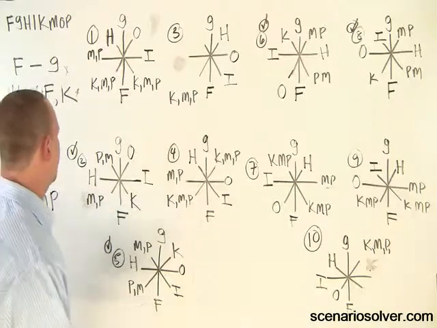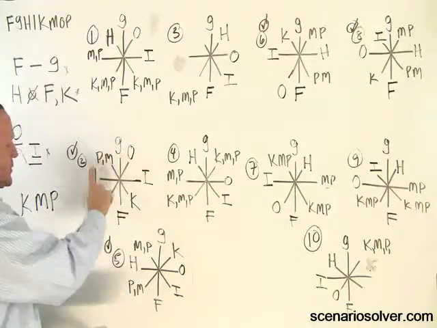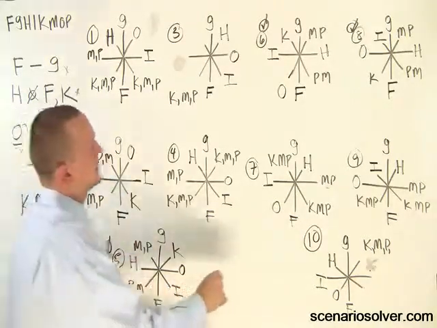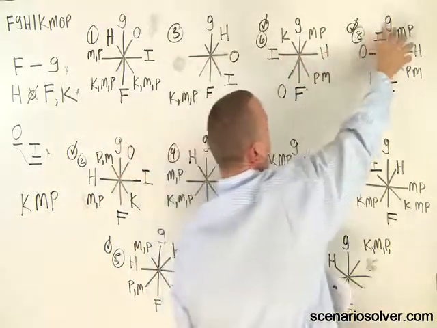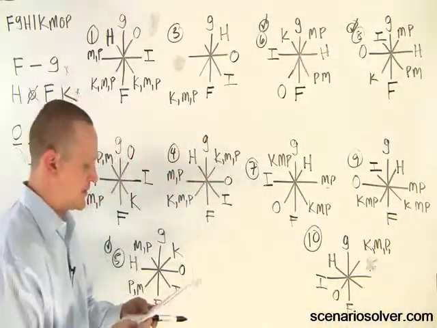Let's look at G and P. Either no spots or two spots, no spots or two spots, no spots, two spots, no spots, two spots. So they could never have anything sandwiched between them.